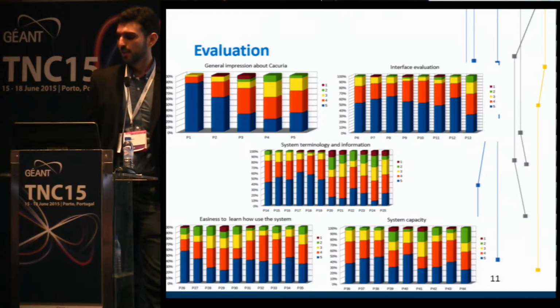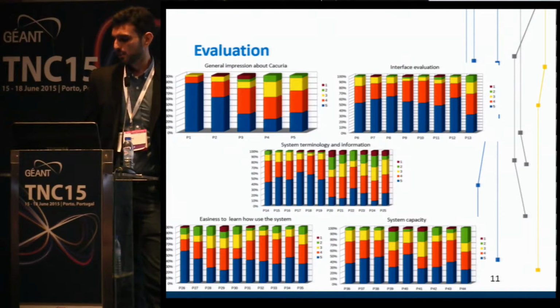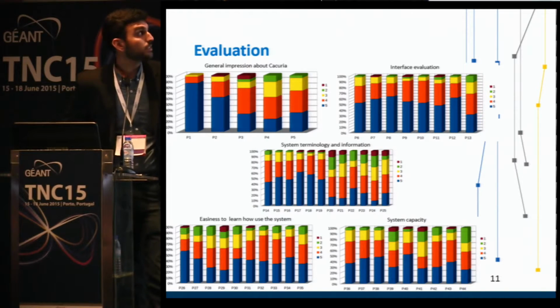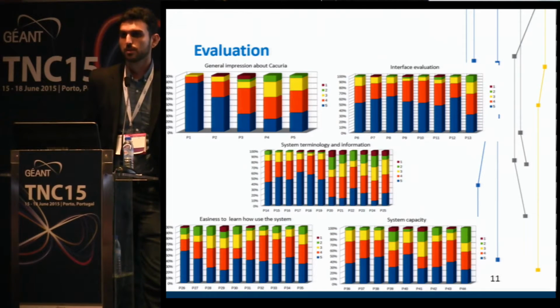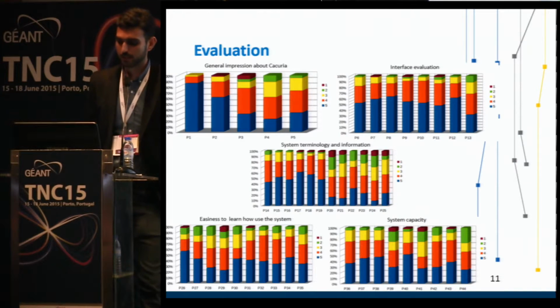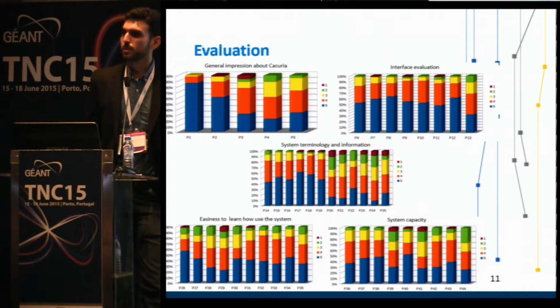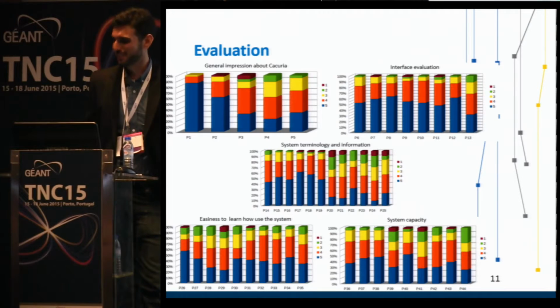Basically, when you see orange and blue predominance, we have good news. So they have a good general impression about Kakuria. The interface evaluation also was good. On the system terminology and information, we have to do some adjustments. They learned fast how to use Kakuria as well. And the system capability was well rated as well, but there was one point that we have to implement: there was no undo option, and that was terrible for the users.